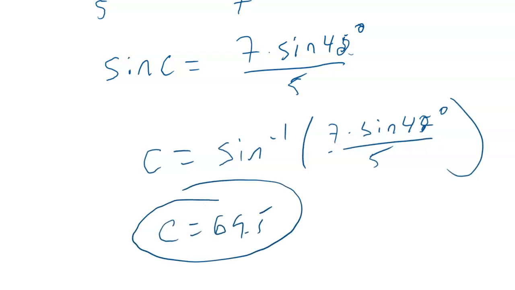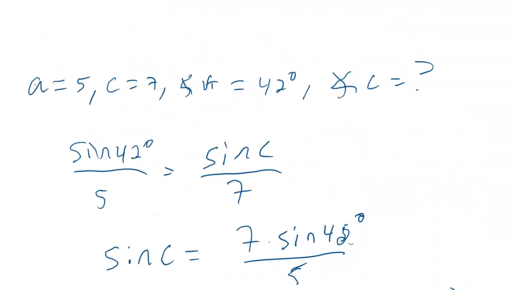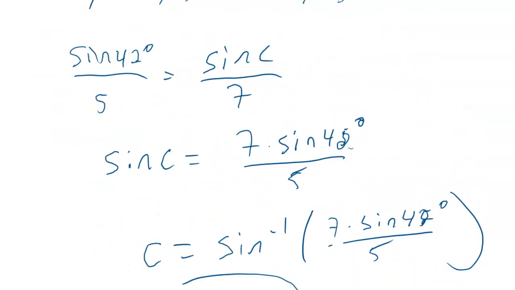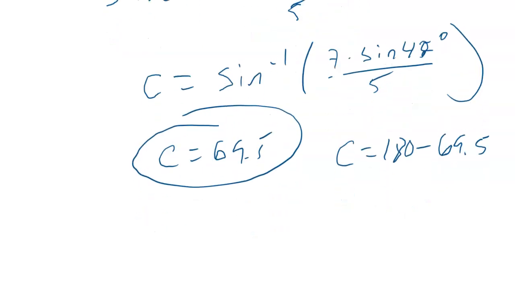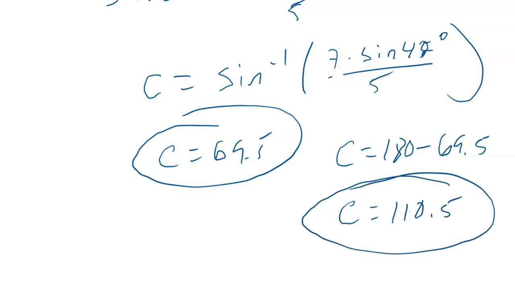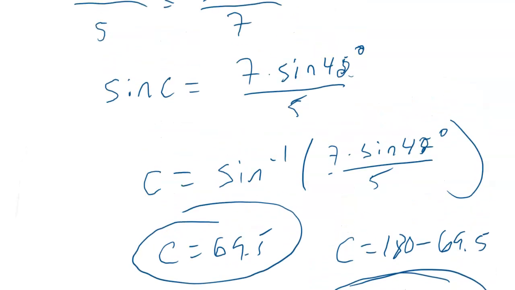Okay, so that's one possible angle, and we're just solving for C. The other C value is going to be 180 minus 69.5. Let me do this in Desmos because I'm not trusting myself right now. 180 minus 69.5, I simply get 110.5. There we go.